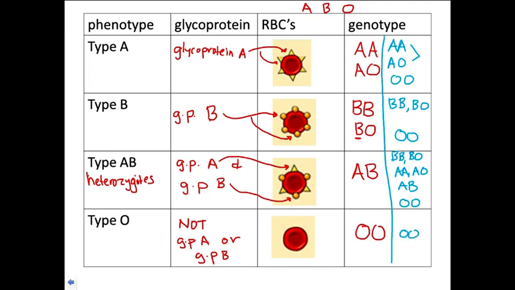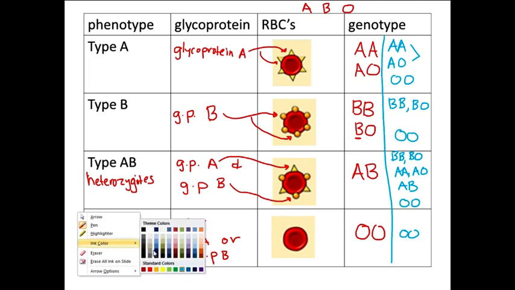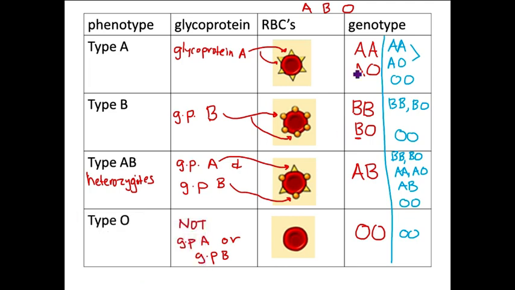Okay? So what you notice here, hopefully, is that we keep seeing this genotype, OO, which goes with the phenotype type O, over and over again, right? So someone with type O blood is a universal donor. That means they can give blood to anybody else, okay? And it's because they have these red blood cells that don't have any glycoprotein on them. So we call that the universal donor.